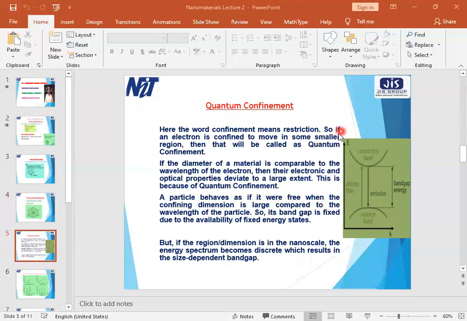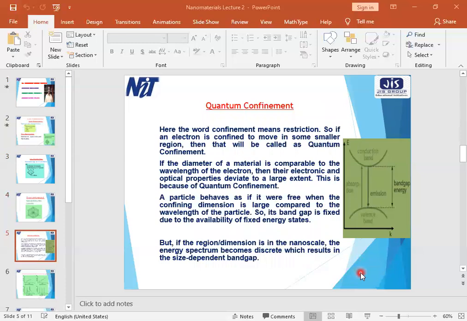Now, quantum confinement. This is a very, very important thing. You will have to know. The word confinement means restriction. If a particle is confined, restricted to move in a very small area, because quantization always comes at a lower level. So if in a very low dimension the electrons are confined, that means they cannot move, they don't have any degrees of freedom, then this is called quantum confinement. They will have to move within that very region. They cannot go out of that region.